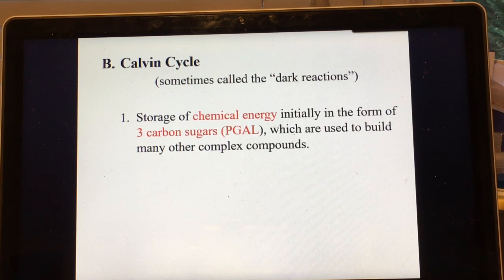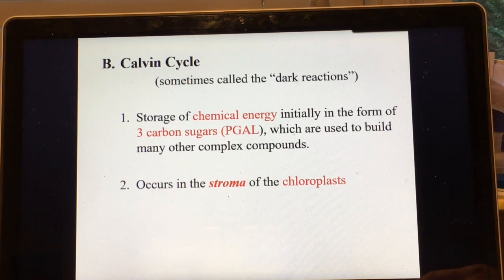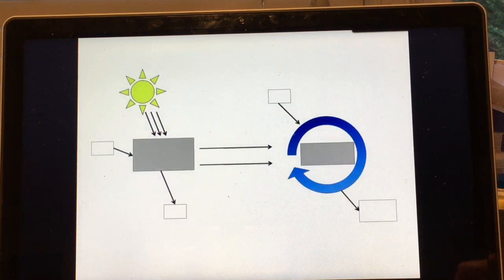So in the Calvin cycle, we actually have the storage of chemical energy. And it's in the form of PGAL, and it's used to build many other complex compounds. And the Calvin cycle occurs in the stroma of the chloroplast, which is still inside the chloroplast, but in that liquid area outside the thylakoids.